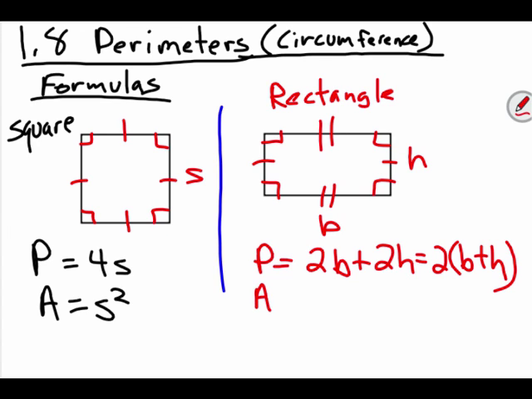All right, now the area of this thing is really easy. It's just b times h. That's pretty easy, right?